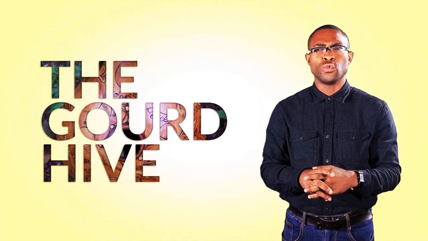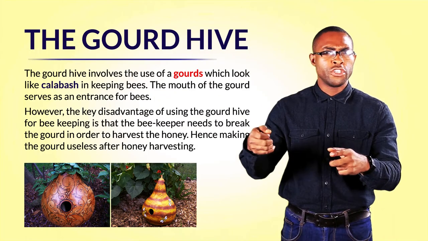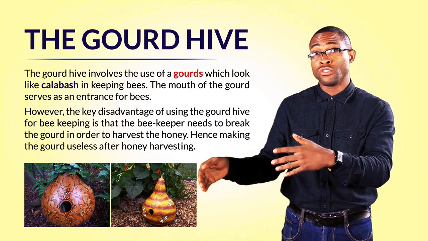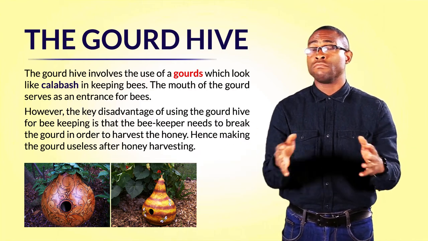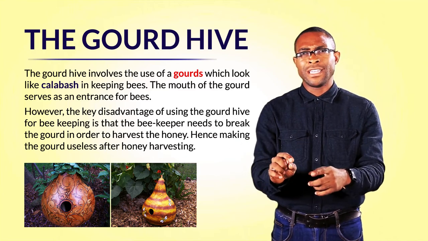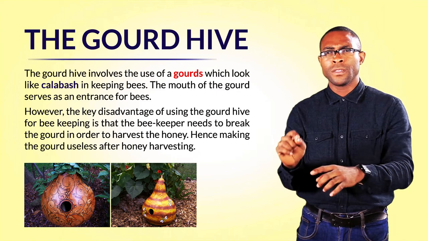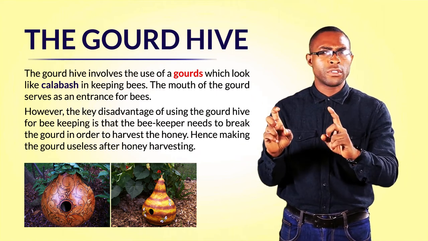Then we have the next one, the gourd hive. The gourd hive involves the use of gourds, which look like calabash. Now you have seen a calabash before. Calabash, the one they use in putting drinks during traditional marriages. That's the one I'm talking about. Now they look more like that. Now you see that the calabash has an opening. That's how the gourd looks like.